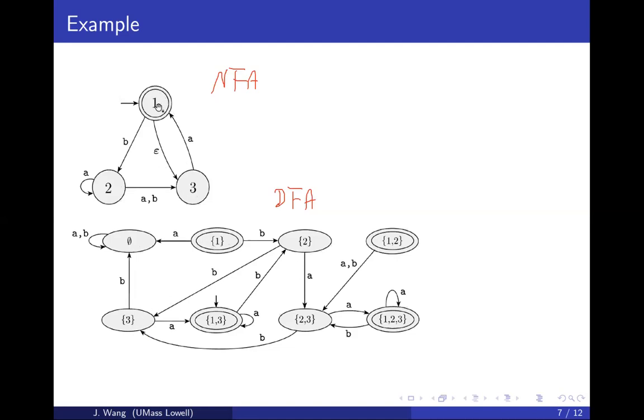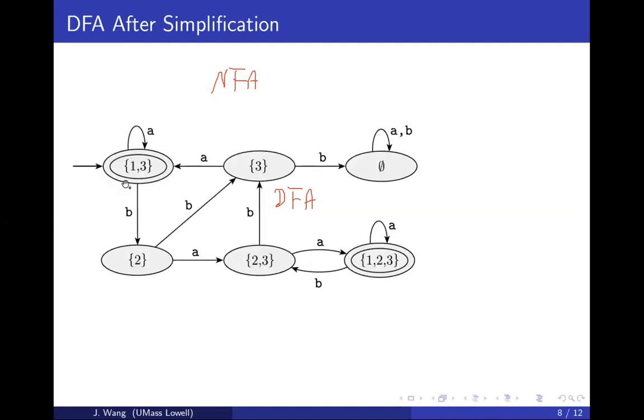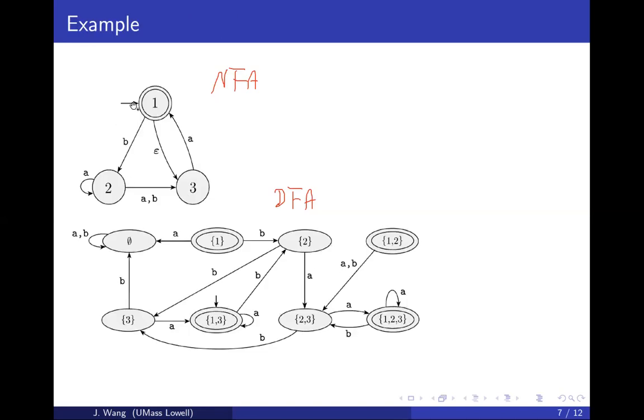Then we have the subsets of 2 elements: 1, 2; 1, 3; and 2, 3. Finally, we have all of them: 1, 2, 3. In the initial drawing, you may not have these nodes laid out in this way, but finally you arrange them a little bit so it looks better.